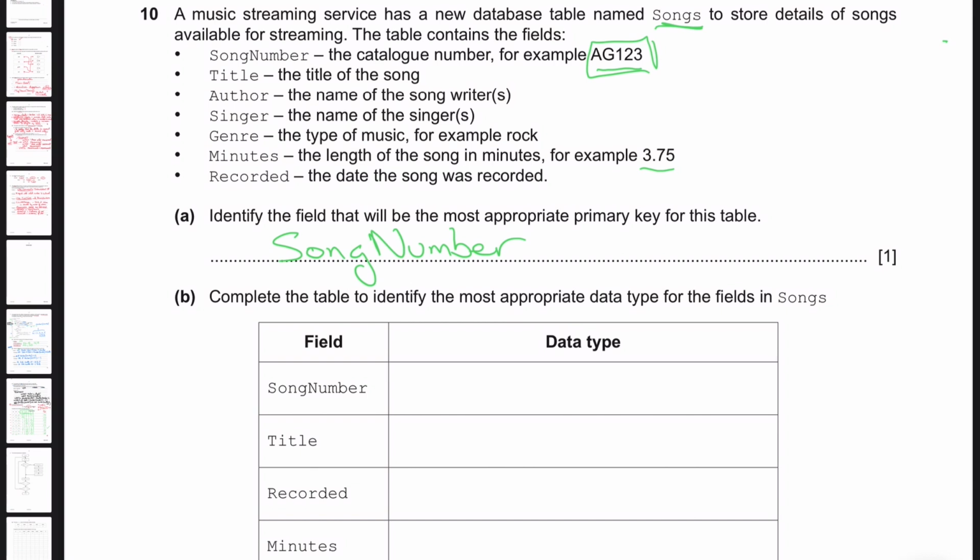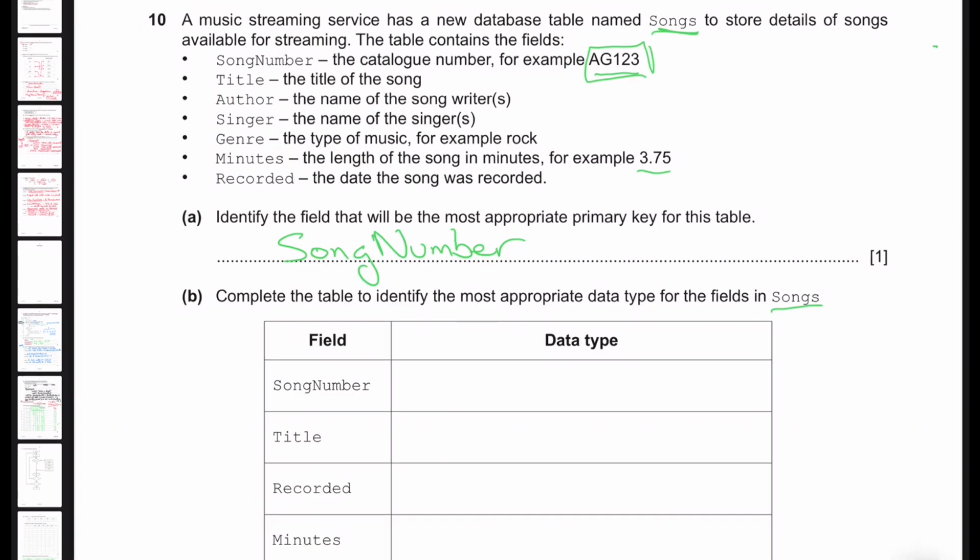Complete the table to identify the most appropriate data types for the fields in Songs. So song number, we've got a mixture of letters and numbers. That would be text. Okay, you get away with text. Some teachers you might be taught alphanumeric, so it's a mixture of numbers and letters. But yeah, text is fine. Title, the title of the song. Again, that's just going to be text, because it's a string of letters. We can put in there again alphanumeric.